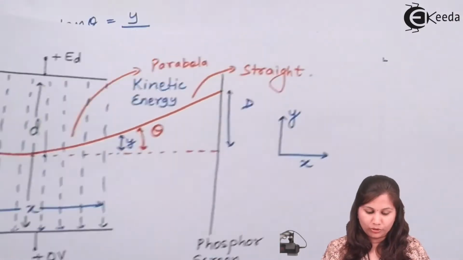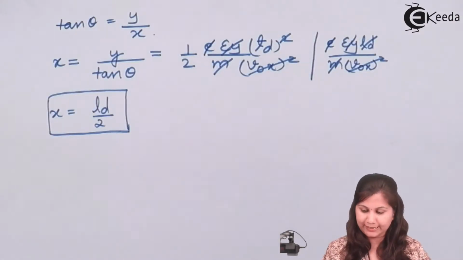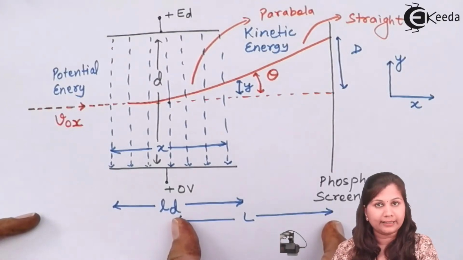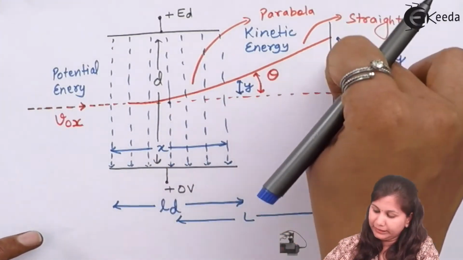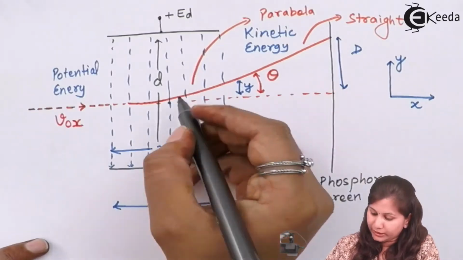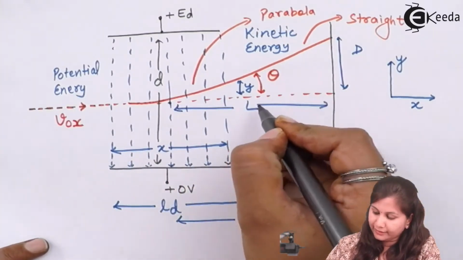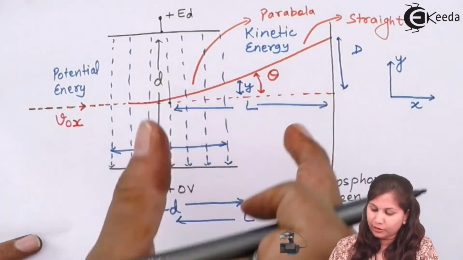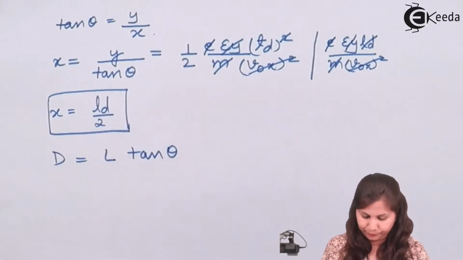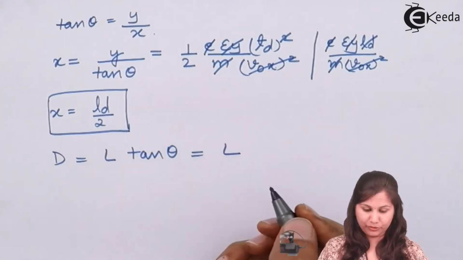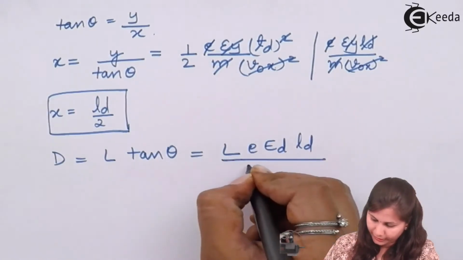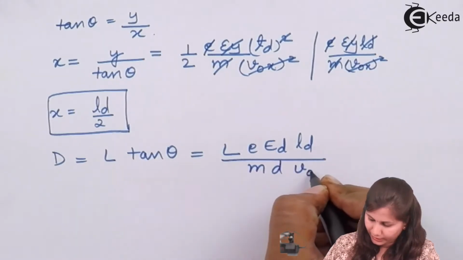Okay. Now we want to find out the deflection on the y-axis, that is capital D. Capital D will be equal to L tan theta, because here tan theta will be D by L. L is the distance from the center to the screen. Okay, this distance is L. So tan theta will be capital D upon L, so we can say that D is equal to L tan theta. Now the value of tan theta we can substitute here. Tan theta is e ed ld upon m d v o x square.